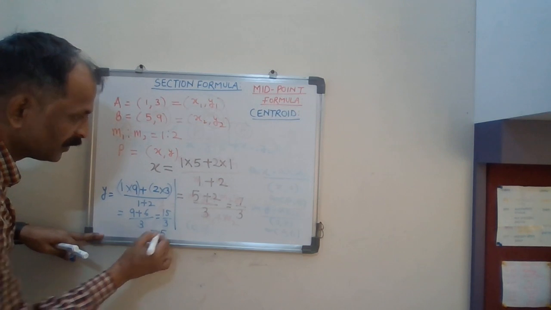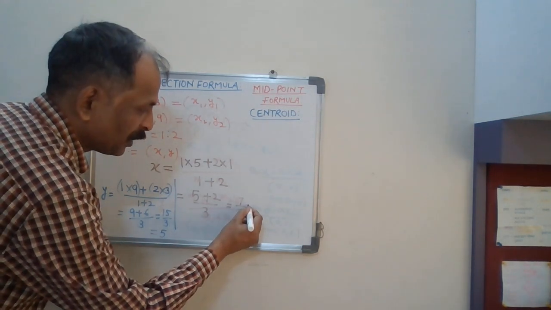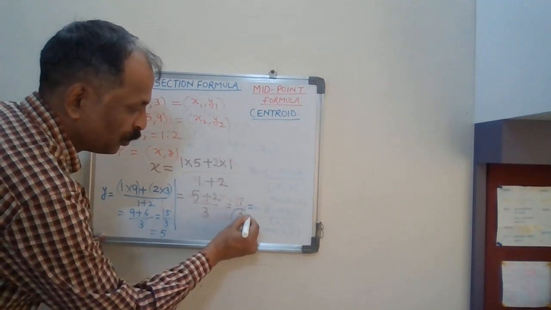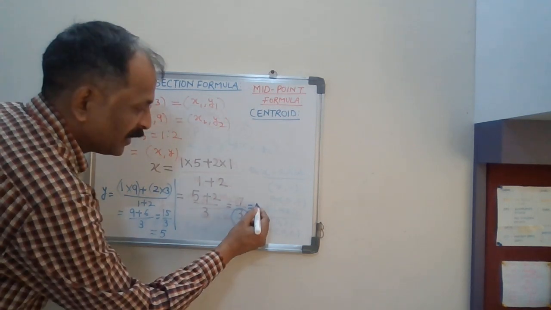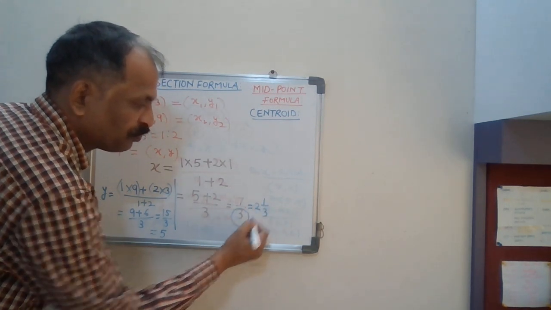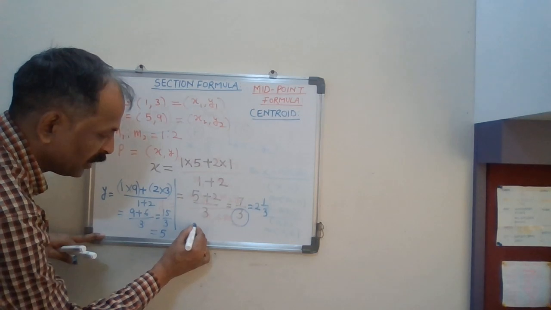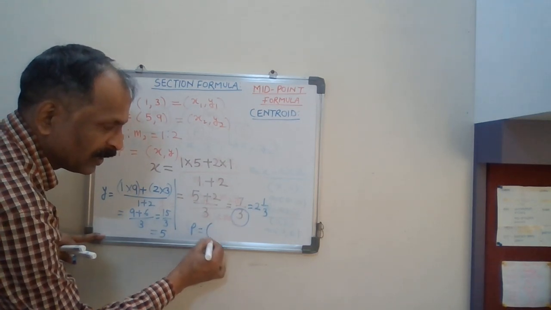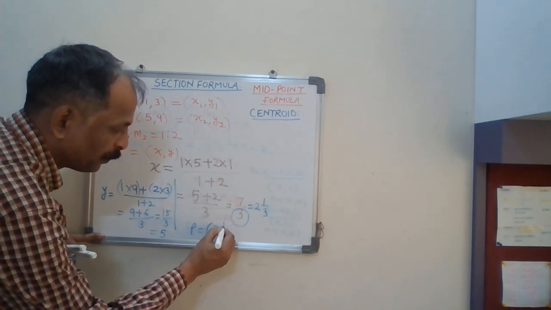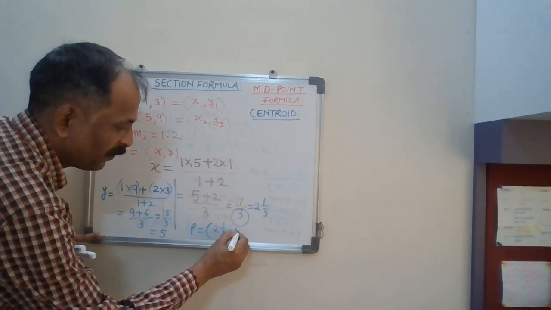It comes 5. Never write this answer. Sometimes examiner they don't appreciate. Small denominator you should not write. So you can write it 2, 1 upon 3. So your answer comes P equal to you can write 7 upon 3, 2, 1 upon 3, comma 5.